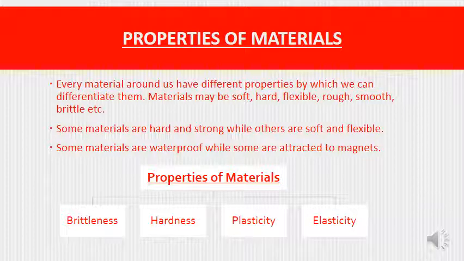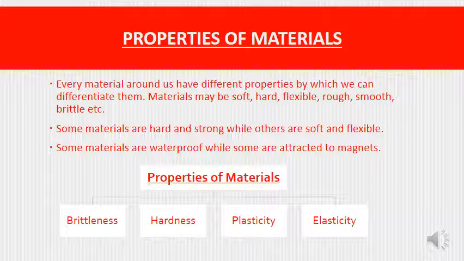Properties of materials. Every material around us has different properties by which we can differentiate them. Materials may be soft, hard, flexible, rough, smooth or brittle, etc. Some materials are hard and strong while others are soft and flexible. Some materials are waterproof while some are attracted to magnets.